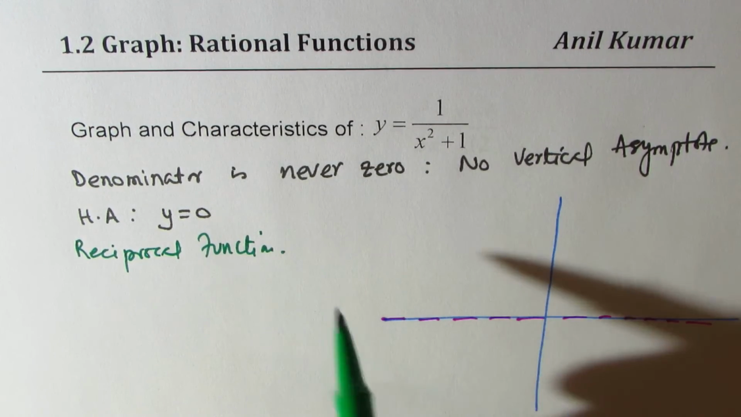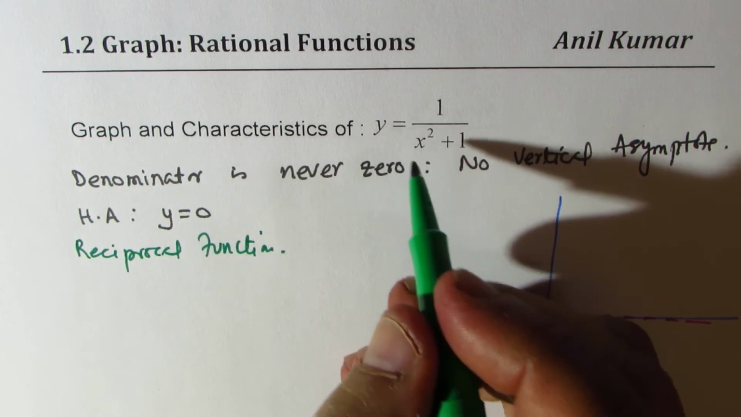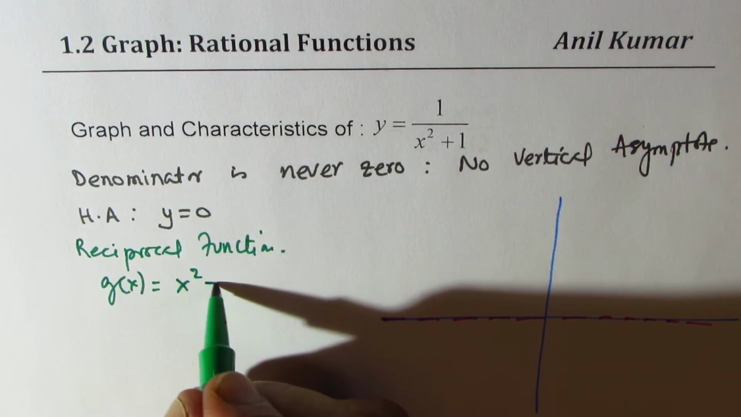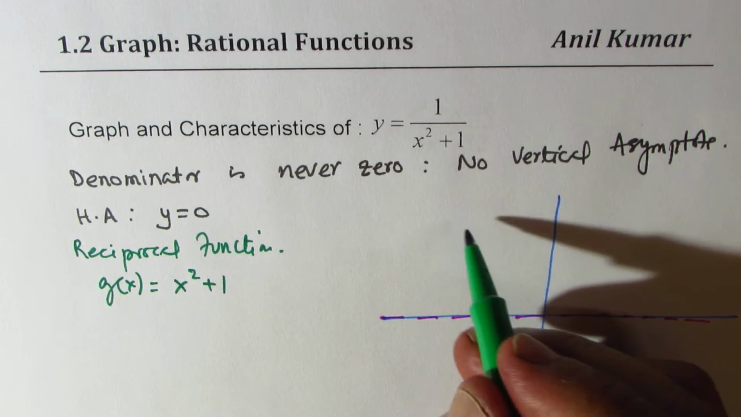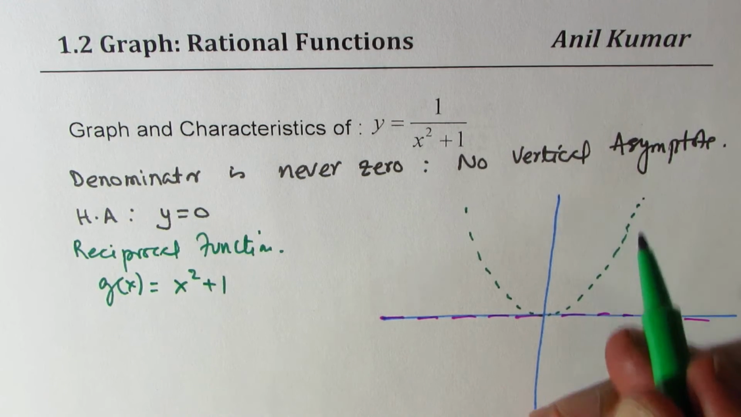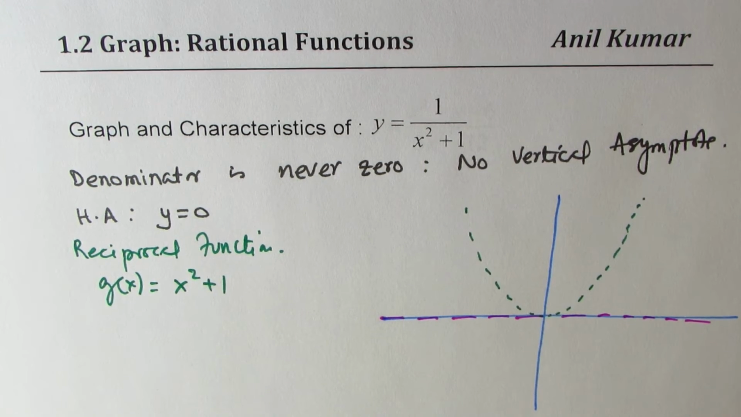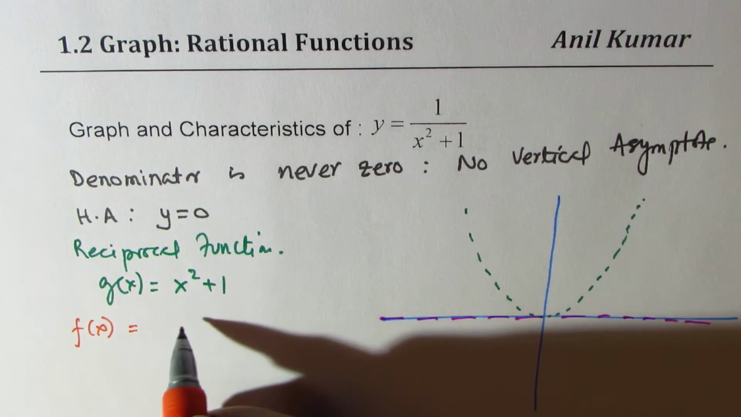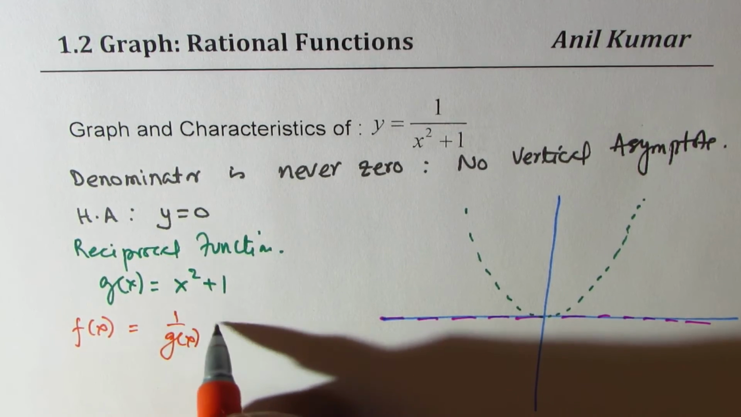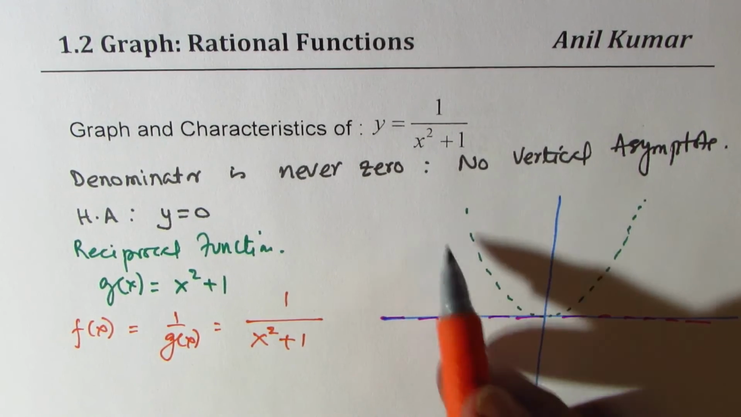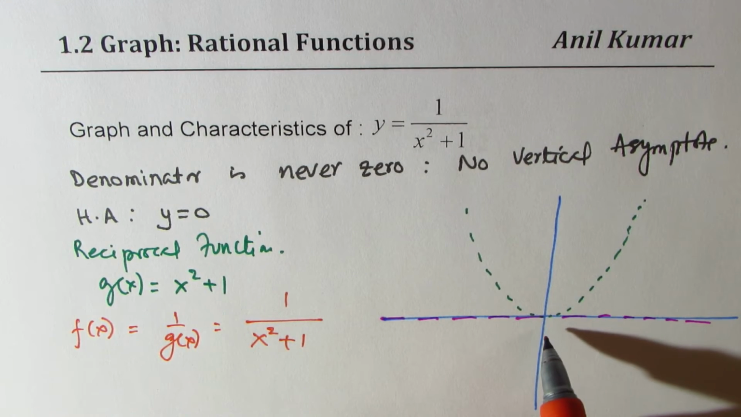That is to say, I could sketch x squared plus 1. I could let g of x equal x squared plus 1, which is a parabola. And then what we really have here is the function f of x, which is 1 over g of x, which as you can see is 1 over x squared plus 1. So some of you could sketch it using this.